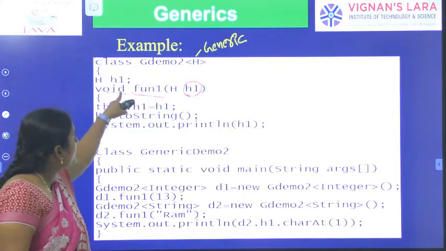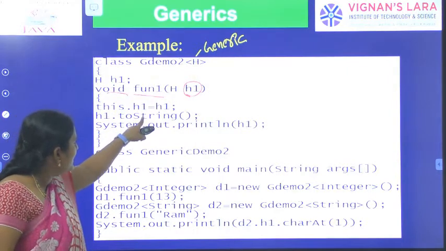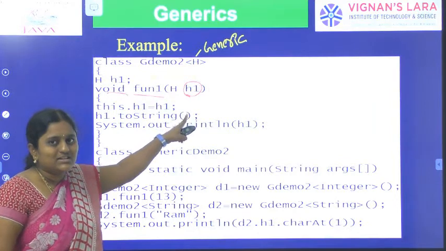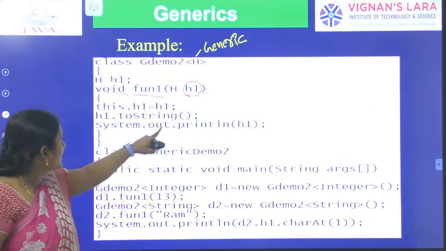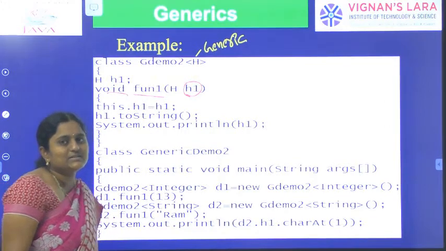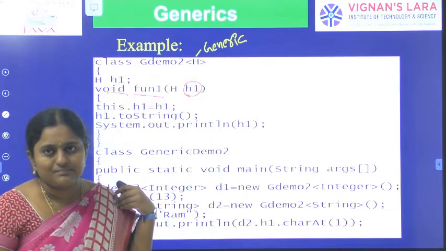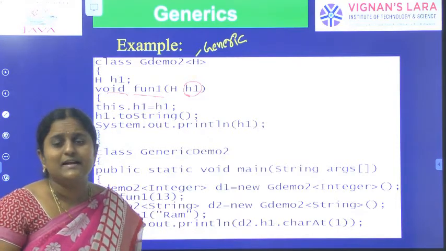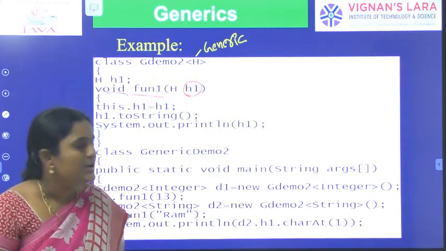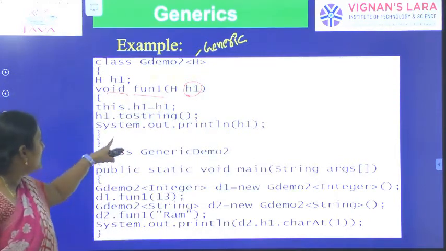Our instance variable and the local variable of the constructor are both the same, so we can differentiate them by using this. In this.H1 = H1, the left-hand side is the instance variable, and the right-hand side H1 is local to the constructor. After that, H1.toString method. The toString method returns a string representation of the given value. I already told you in the strings concept the functionality of the toString method. After that I am printing System.out.println(H1). Here I am closing the function body and method body.